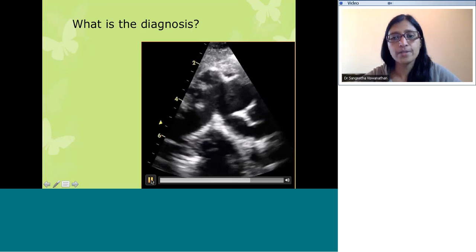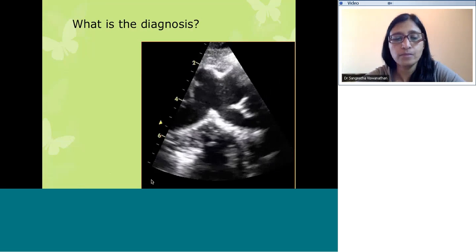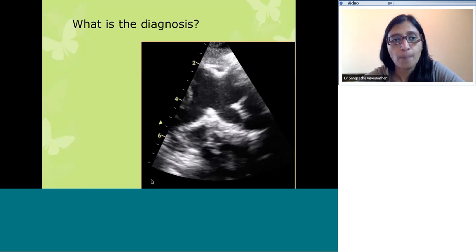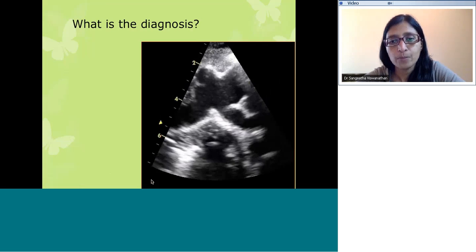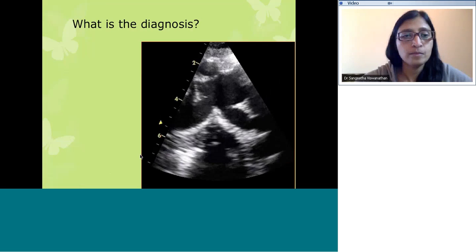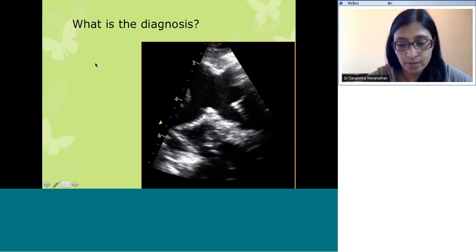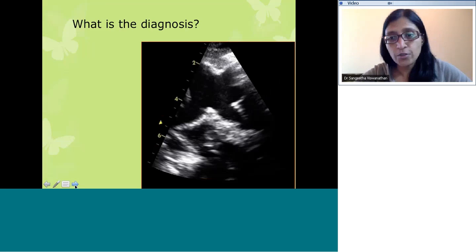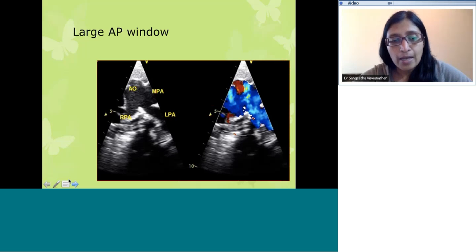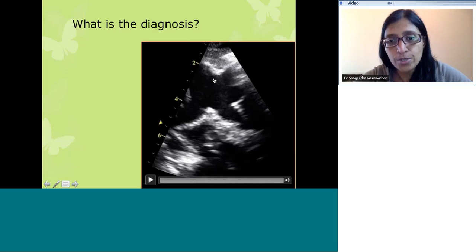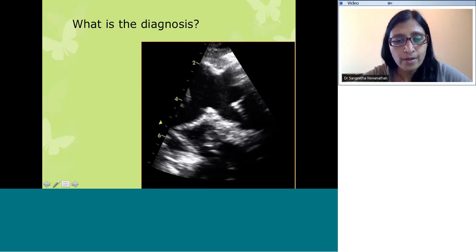So what do you think this is? What view is this? Oops, I think I've gone ahead of myself. Yeah, correct. So somebody did give me the answer. It's a parasternal short axis view. And essentially what it shows is there is a huge communication between the aorta and the pulmonary artery. So there's a huge AP window, a large one, okay?